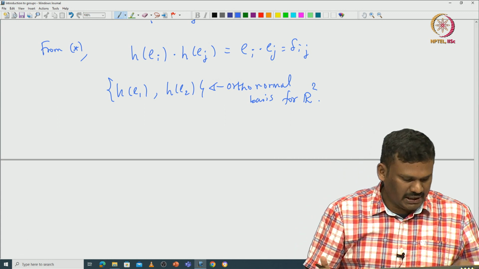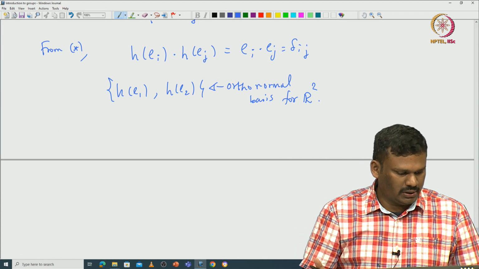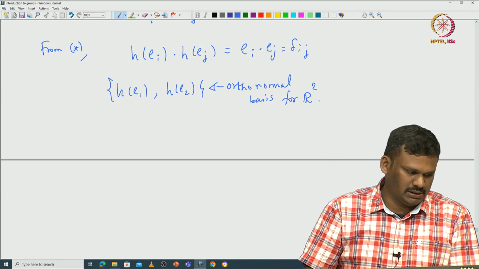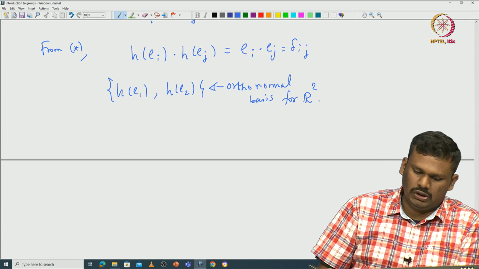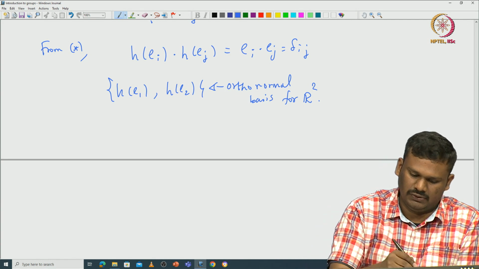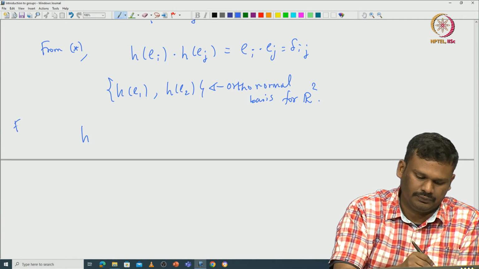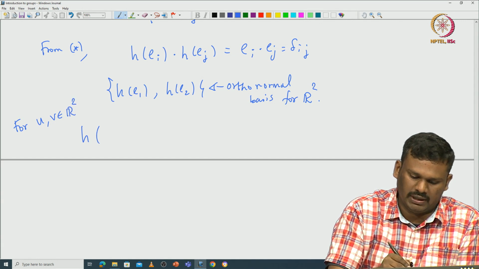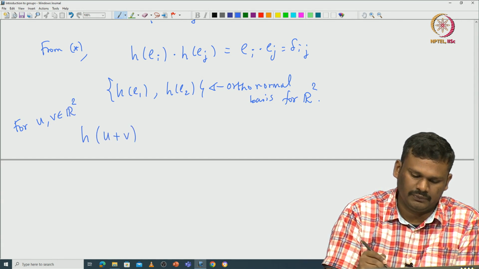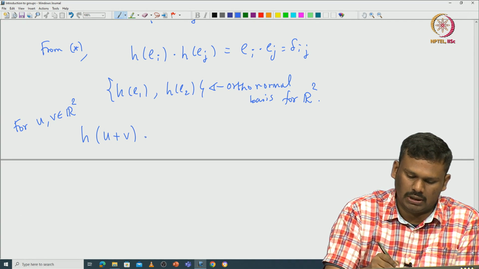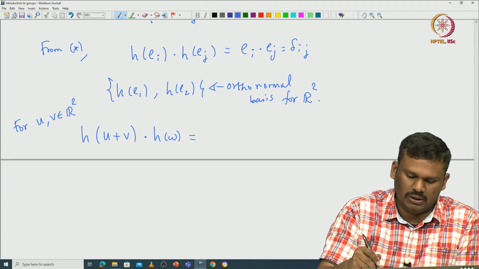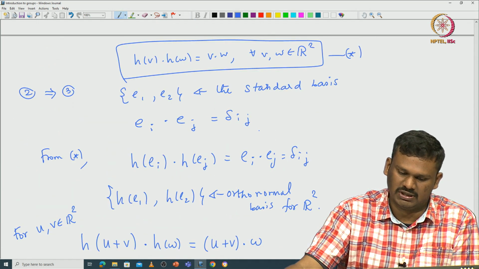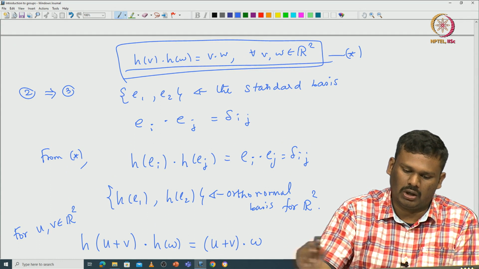So, now let us use this cleverly to conclude our result. Okay. For that we will compute the thing we are interested in. What do we need to prove? We need to prove that H is linear. For that purpose, let us start with u, v inside R 2 and compute what happens to H of u plus v. Now, note that H of u plus v dot H of w, we know this is going to be u plus v dot w. Okay. This is again coming from star. So, this star is true for all v comma w.